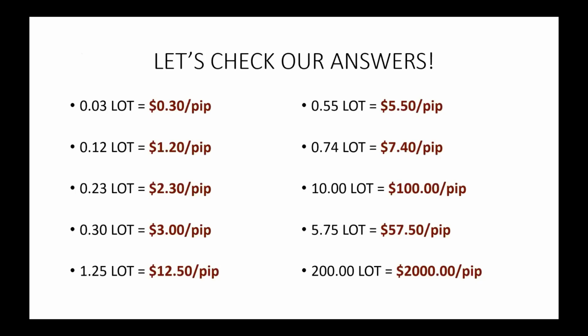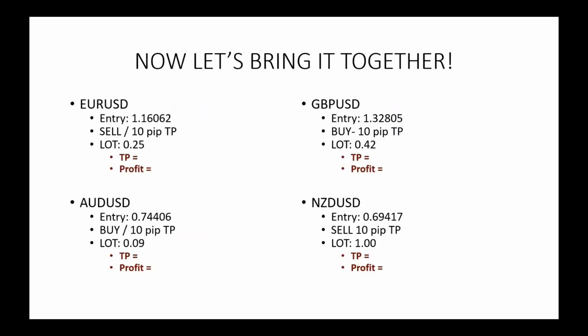Okay, so let's tie it all together. EUR USD. Our entry point is 1.16062. We're gonna sell it for 10 pips, and our lot size is gonna be 25 cents. So I wanna know what's your take profit and how much money you're gonna make when it hits.